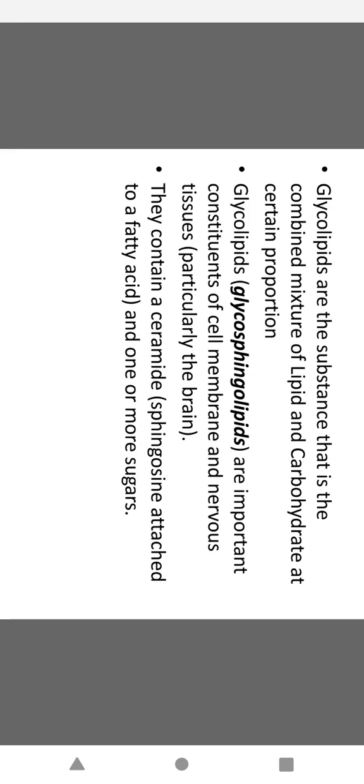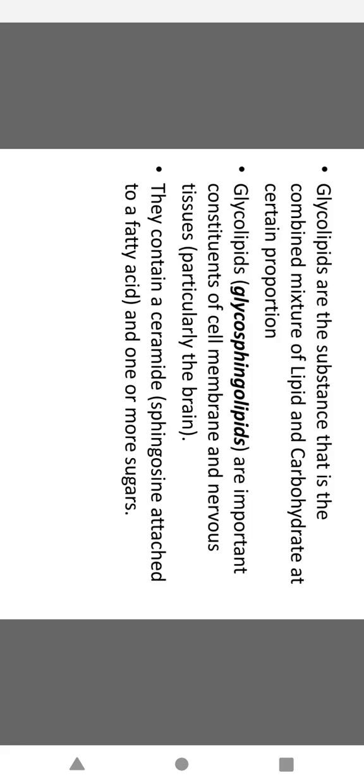Here we see about glycolipids. It is also one of the compound lipids. It is a conjugated lipid because a carbohydrate, as a prosthetic group, combines with lipids, so that produces glycolipids. These are substances that are a combined mixture of lipid and carbohydrate in certain proportions. The glycolipids are important constituents of the cell membrane and nervous tissue, particularly the brain.